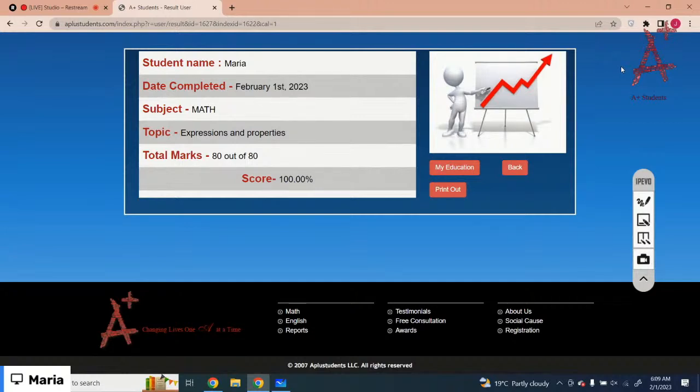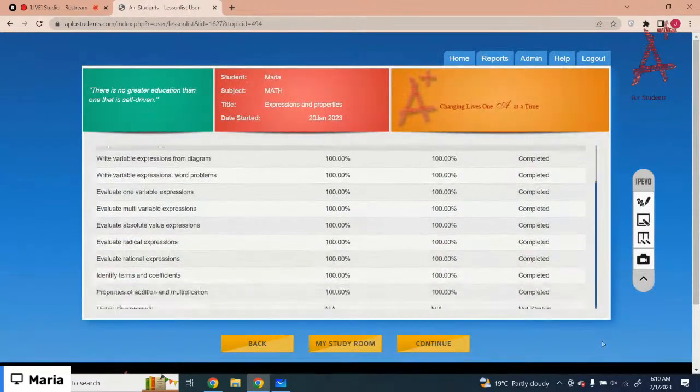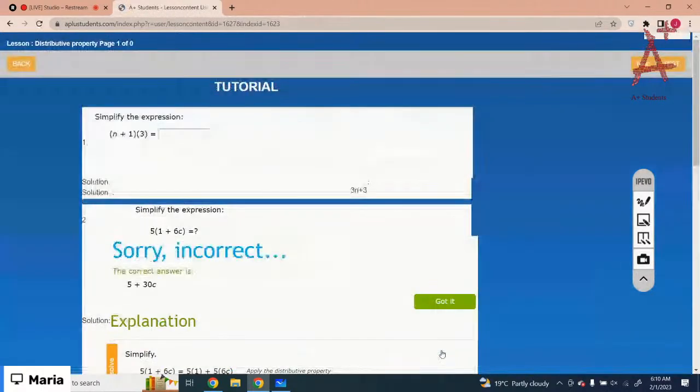Okay, let's move on to the next lesson. The next lesson is the distributive property. Okay, let's start with the distributive property. So we're going to learn what the distributive property is.